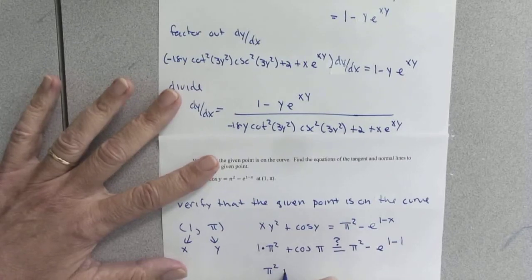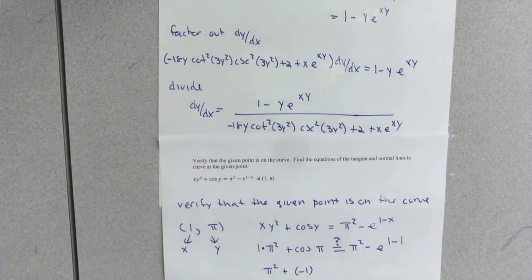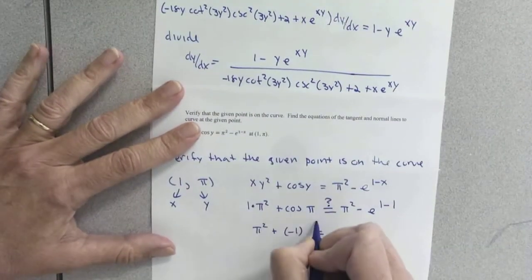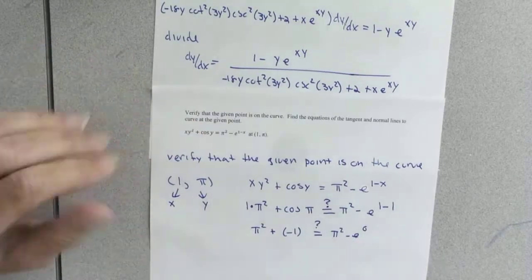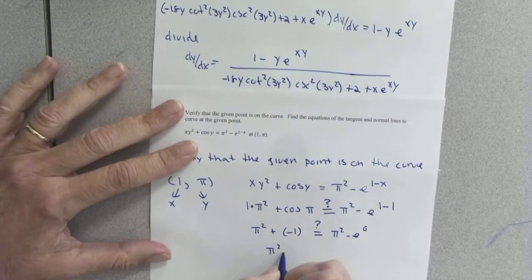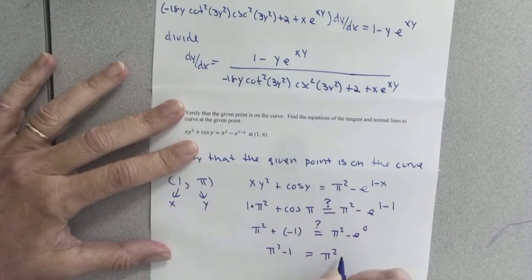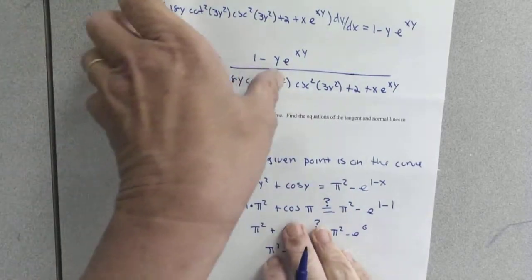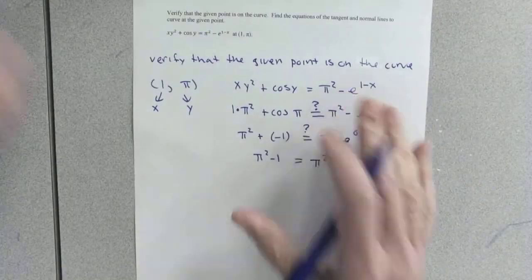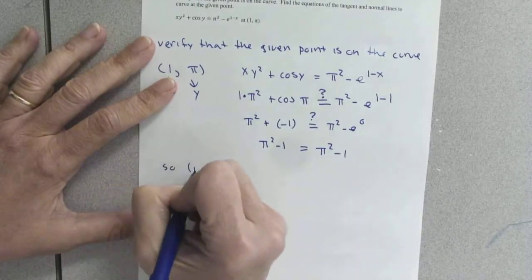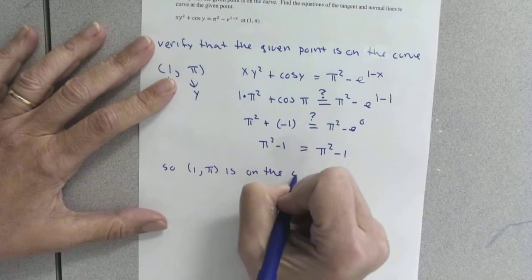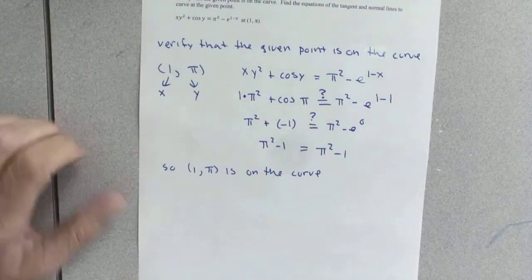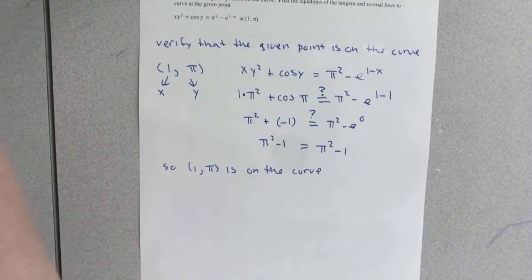Okay, so that's going to be pi squared. Cosine of pi is negative 1. Is that going to be equal to pi squared minus e to the 0? Pi squared minus 1 indeed does equal pi squared minus 1. And so we just verified. So yes, (1, pi) is on the curve. That's how we verify that something's on the curve.